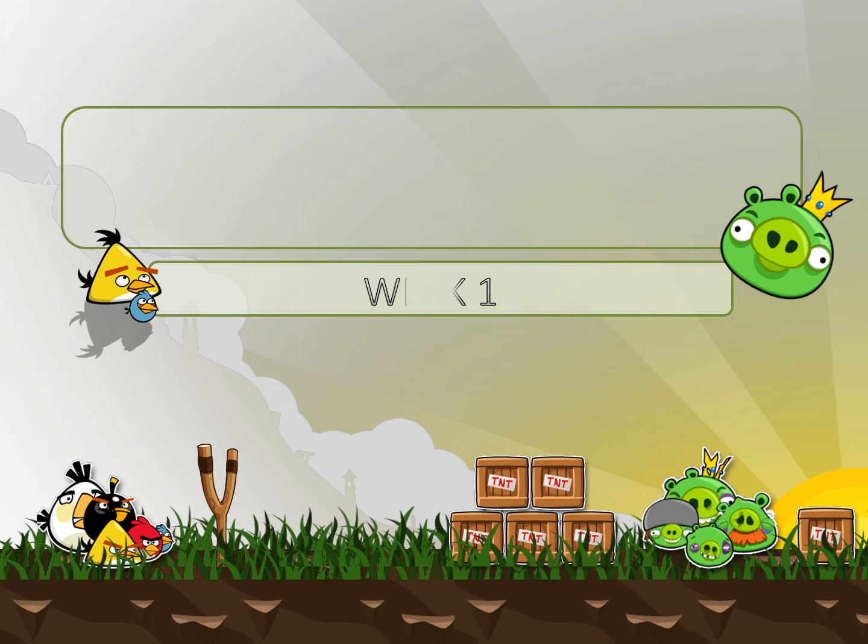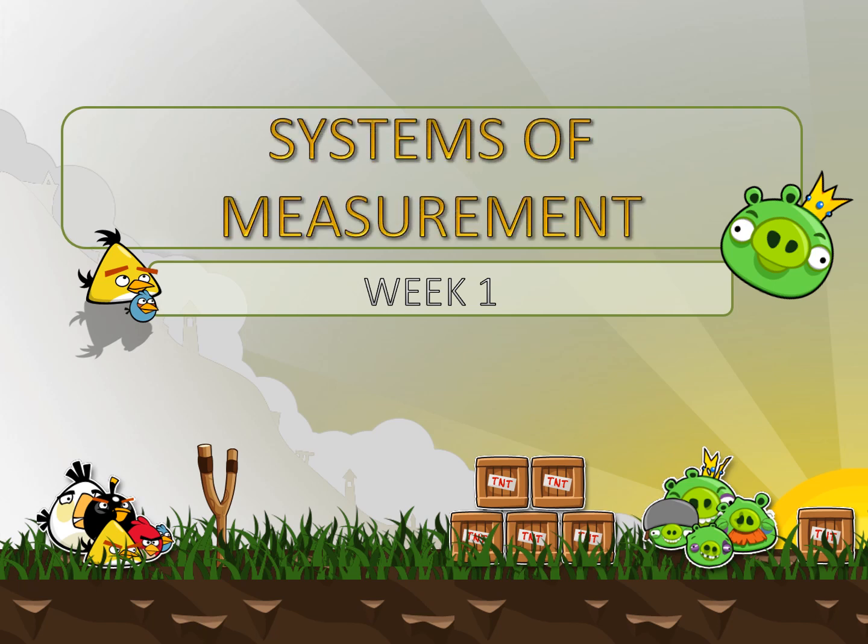For the first week in this subject, we must deal with conversions, problems, and applications of measurements as they are necessary to interpret different values in physics, and this will all be discussed in the systems of measurement.